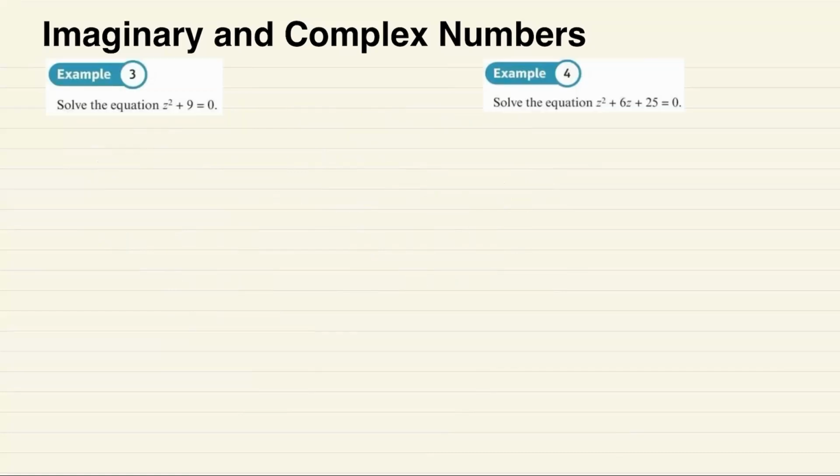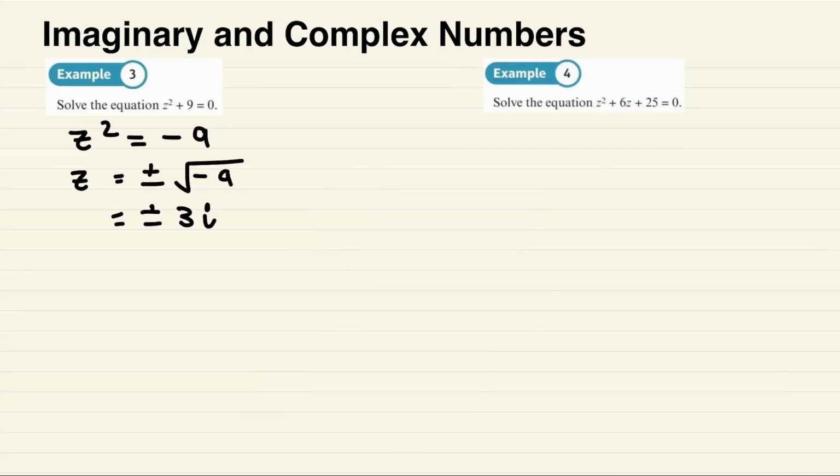Next, let's look at solving quadratics with these complex numbers. The first one is quite nice, just subtract 9 then square root. The square root of -9 is either plus or minus 3i.